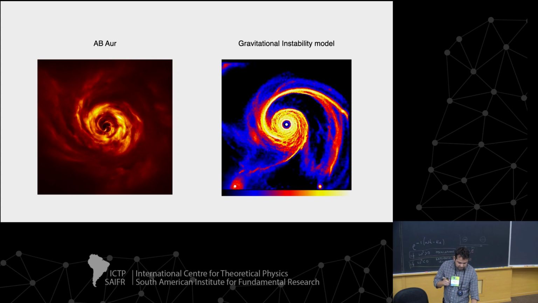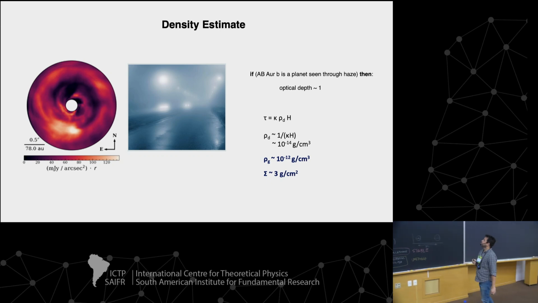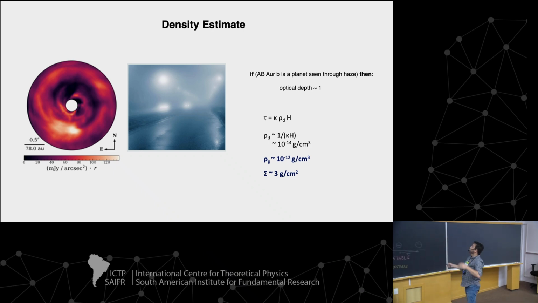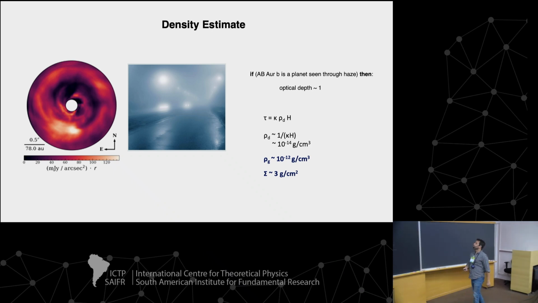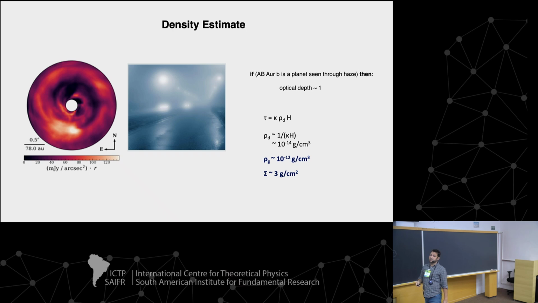Another thing is that if you are seeing this planet through fog, that means that the optical depth must be close to 1, right? So the optical depth is this quantity here: the combination of opacity, density, and the length. In this case, that would be the scale height of the disk. If the optical depth is near 1, then you have a measurement of the density, right?